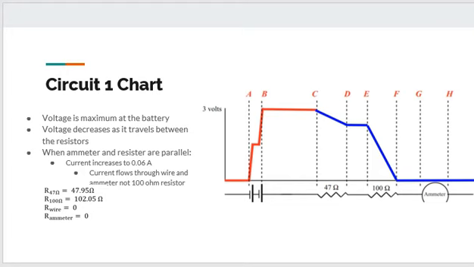I found that when the ammeter and resistors are arranged to be in parallel, the current increases to 0.06 amps. This is because current flows through the wire and the ammeter instead of the 100 ohm resistor, so more current is allowed through. Ohm's law was used to calculate the resistance at each part of the circuit.